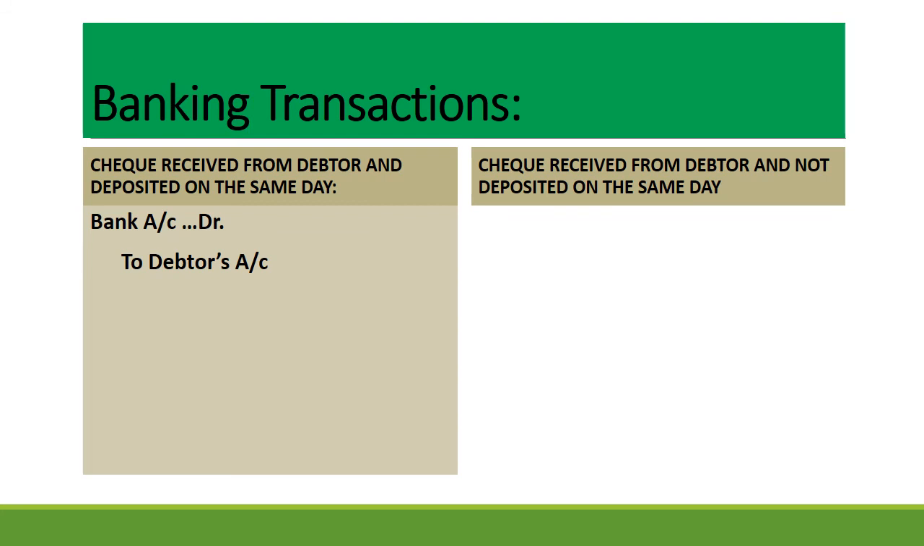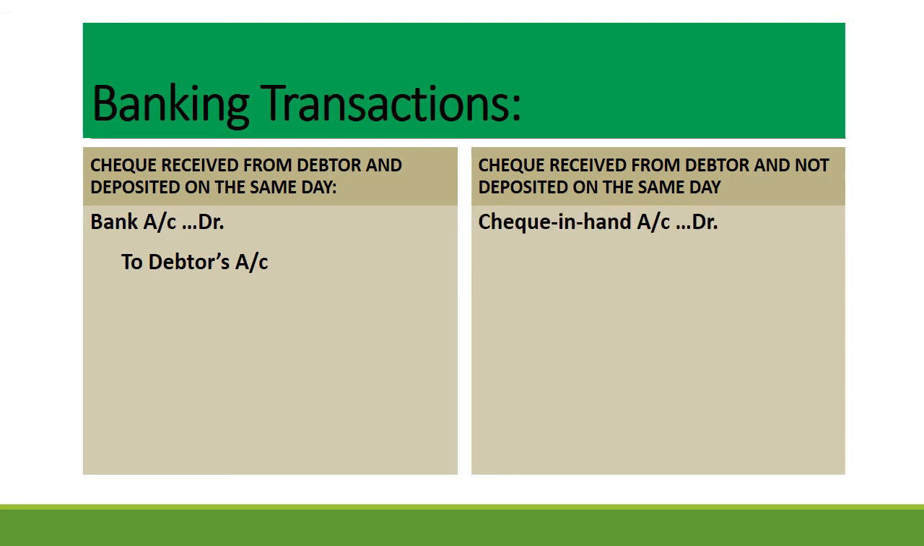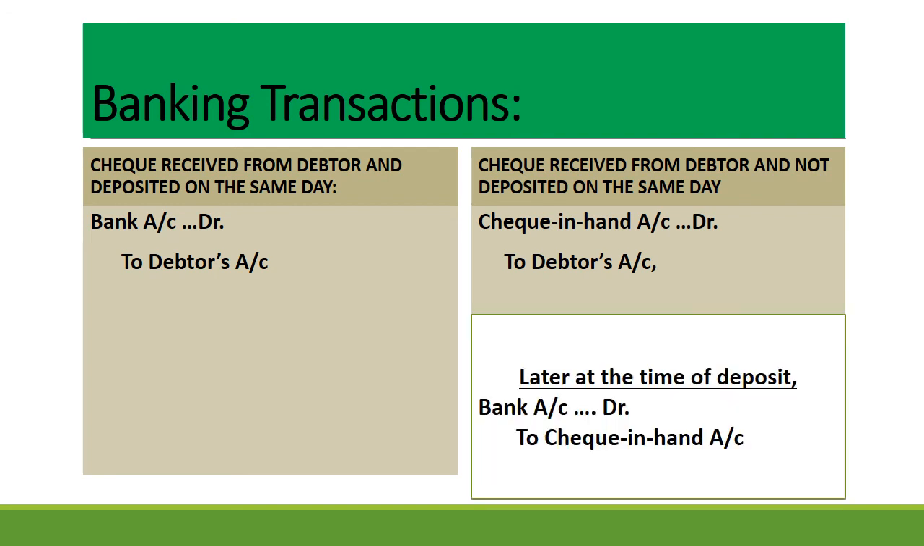When a check received from a debtor is not deposited in the bank on the same day, then entry is check in hand account debit to the debtor. क्योंकि बैंक के पास चेक गया ही नहीं, therefore हमें बैंक को debit करने की भी जरूरत नहीं है. Now second situation, if such a check which we received from the debtor was not deposited the same day, when we are going to deposit that check, then entry is bank account debit to check in hand.